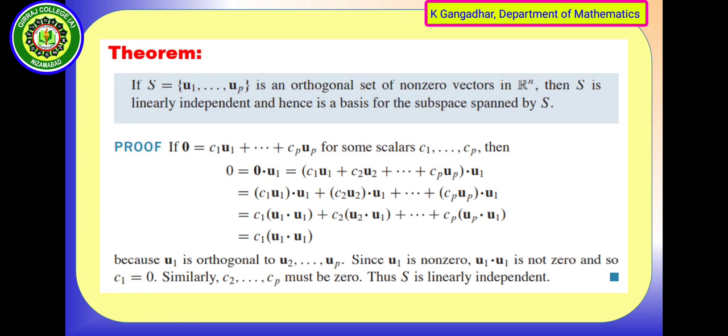So orthogonal set means the inner product of two distinct vectors is 0.